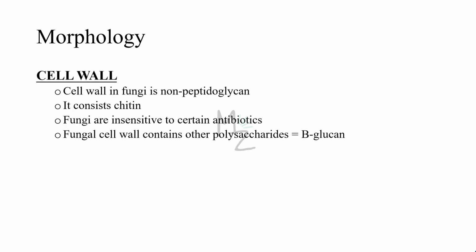The fungal cell wall consists primarily of chitin, not peptidoglycan as in bacteria. Thus, fungi are insensitive to certain antibiotics, such as penicillins and cephalosporins, that inhibit peptidoglycan synthesis. Chitin is a polysaccharide composed of long chains of N-acetylglucosamine. The fungal cell wall contains other polysaccharides as well, the most important of which is beta-glucan, a long polymer of D-glucose. The medical importance of beta-glucan is that it is the site of action of the antifungal drug caspofungin.